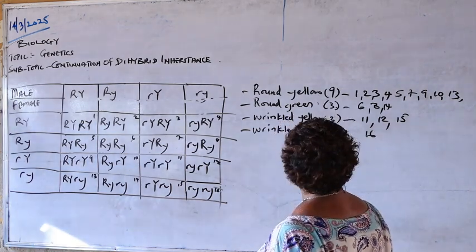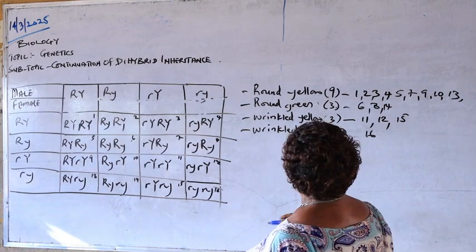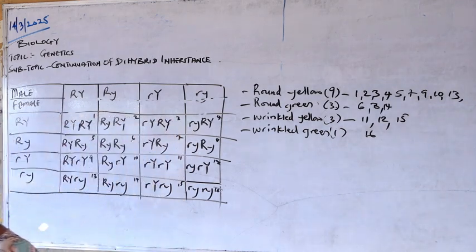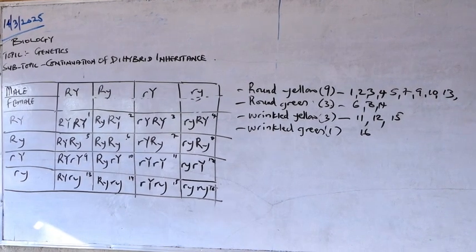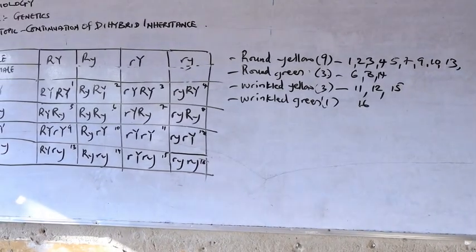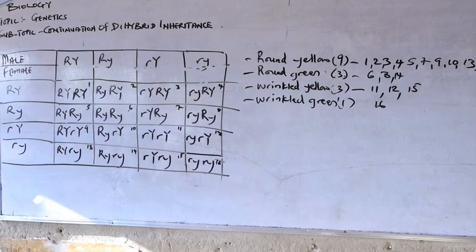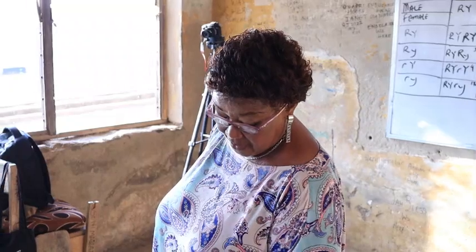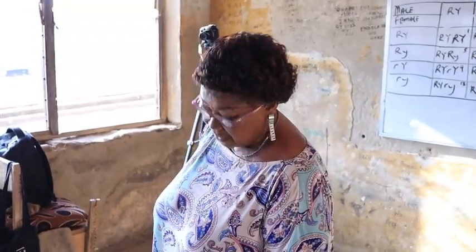I believe it is clear. Now, what if we start talking about homozygotes and heterozygotes among them, the genotype and the phenotype of the individual? So study it and let's go. You don't understand what I mean? Yes, ma'am. Okay. Now we looked at all that we have in terms of dihybrid inheritance.